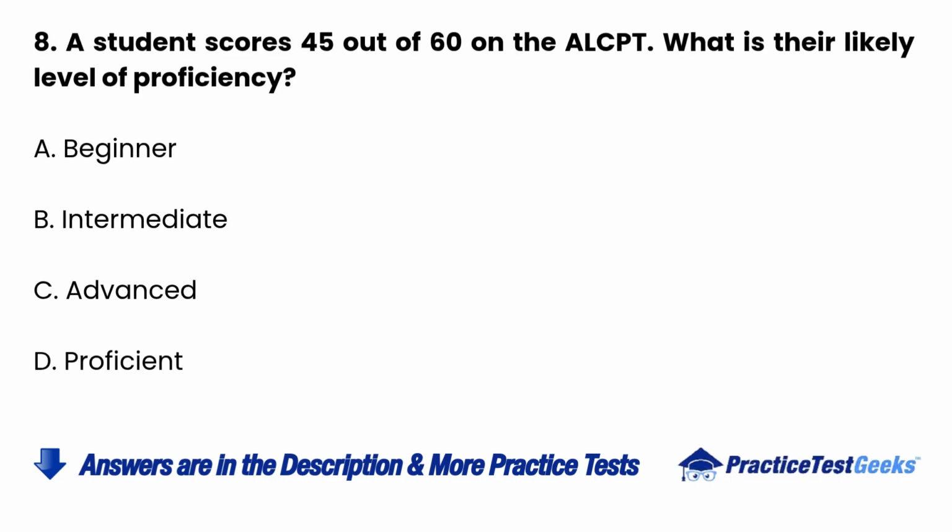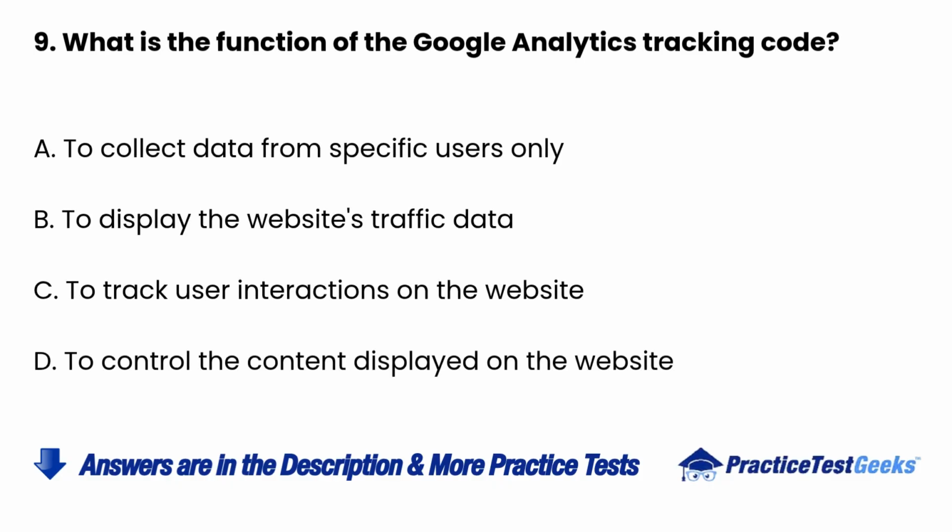8. A student scores 45 out of 60 on the ALCPT. What is their likely level of proficiency? A. Beginner. B. Intermediate. C. Advanced. D. Proficient. 9. What is the typical length of the ALCPT exam?